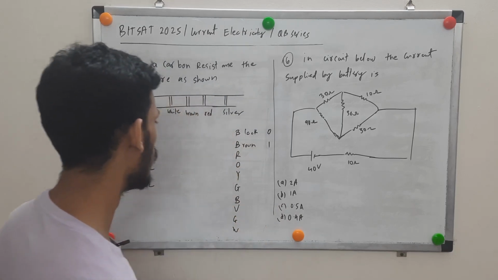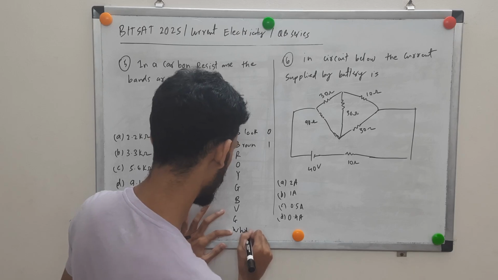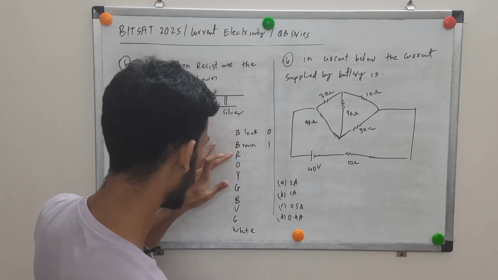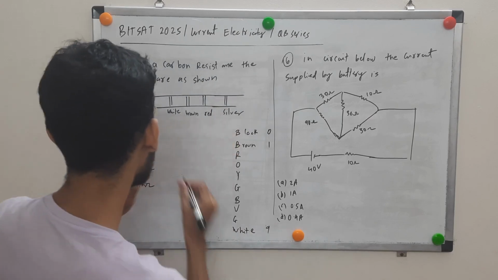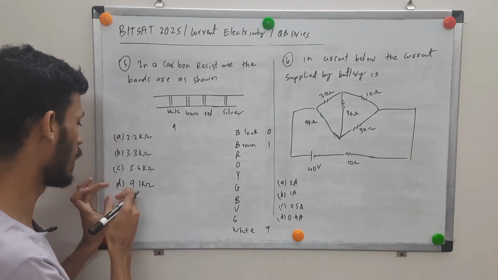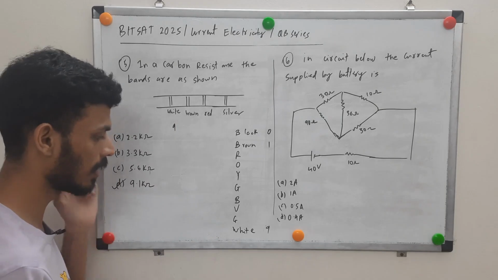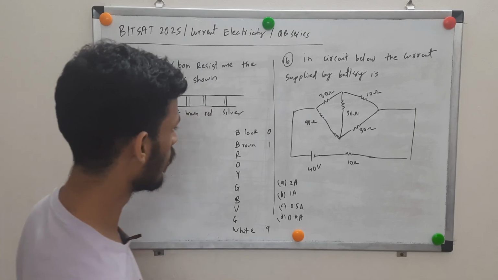Okay, so what is this? White is at the very last, right? So 0 1 2 3 4 5 6 7 8 9. So this is 9. So white is 9. So you can directly see none of them have 9 in it except the D option. So this is the correct choice. But let's get it in the entire sense.